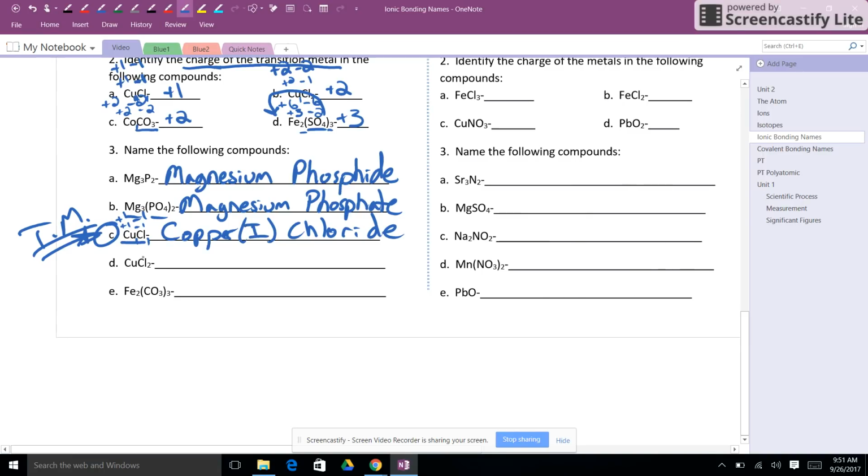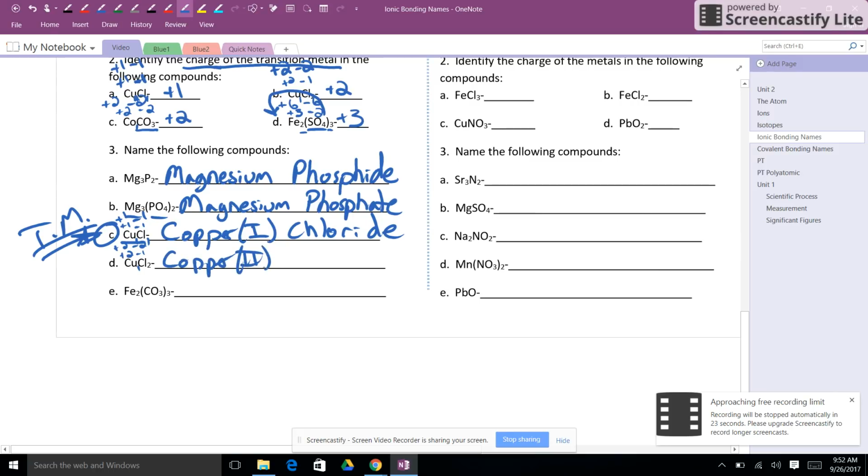Now example D, chlorine -1. There's 2 of them, so 2 times -1 is -2. The opposite of -2 is +2. 2 divided by 1 is +2. So this would be copper 2 chloride.